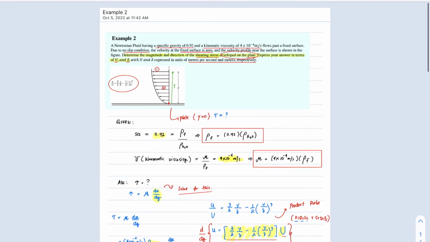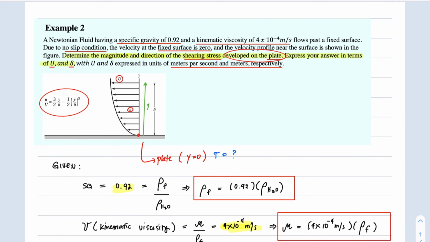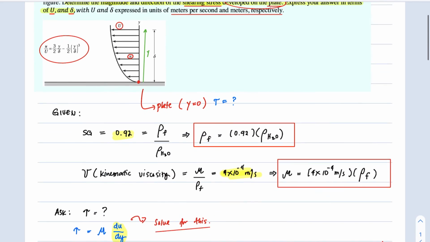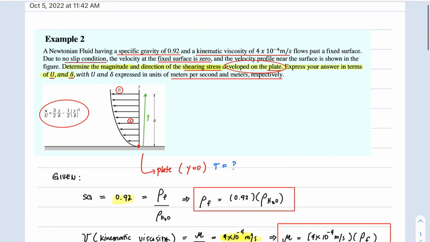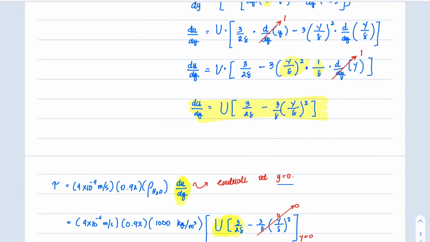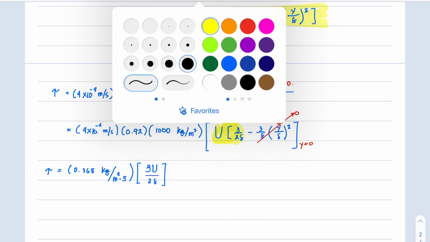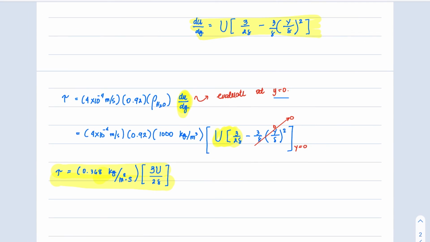So it's basically just trying to make sense of the given, especially some quantities and how you can manipulate them, and then you perform some basic calculus, and then after that you go back to the problem again and understand where you should evaluate the height y, which in this case is on the plate, so you evaluate it at y equal to 0. After doing that, you get this, sorry, this is your shearing stress developed on the plate.